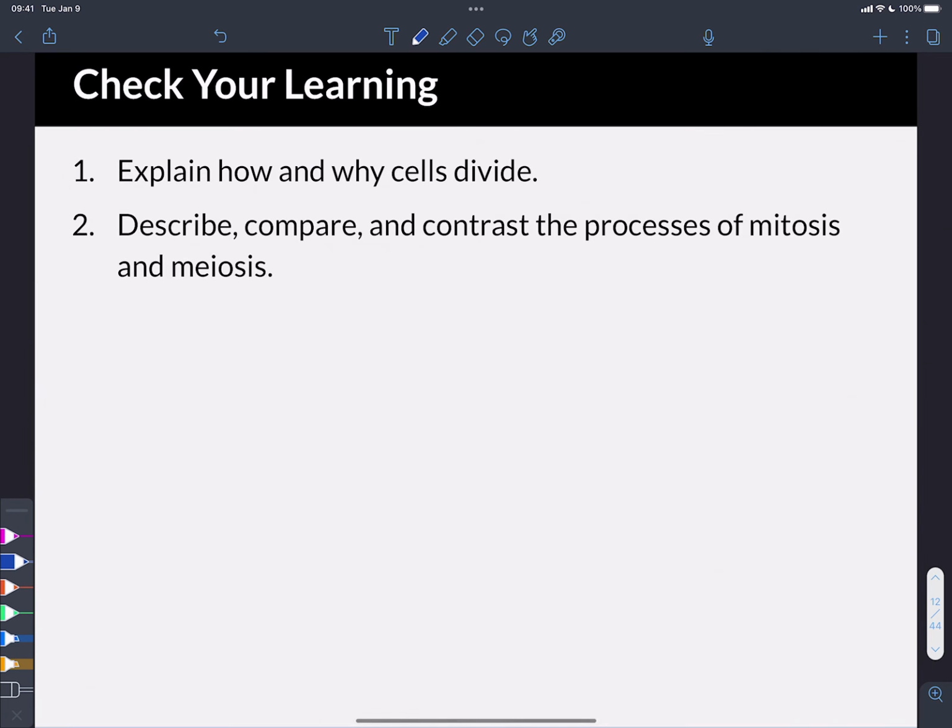As we move into check your learning here at the end of this video, make sure you can do the following things. Make sure you can explain how and why cells divide and the different purposes of the different modes of cell division. And then make sure you can describe, compare, and contrast the processes of mitosis and meiosis. If you can do those things, you're doing great. If not, that's okay too. Take a moment and pause the video and write down any questions that you have so that you can get the answers that you need.